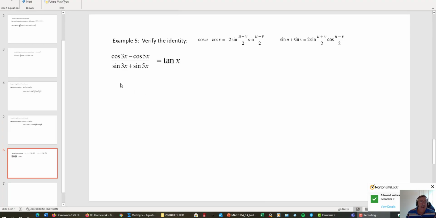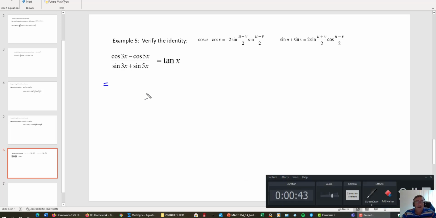All right, for our last example in the product to sum and sum to product formulas, it wouldn't be good if we didn't put in a verification problem to show you how much nicer you can rewrite things. Look at all of these sums and differences here. All of this will verify to just be the tangent of that angle. We're going to use these formulas for the difference, cosine u minus cosine v for the numerator, and sine u plus sine v for the denominator. Let's verify this real quick and show you how much nicer life can be.